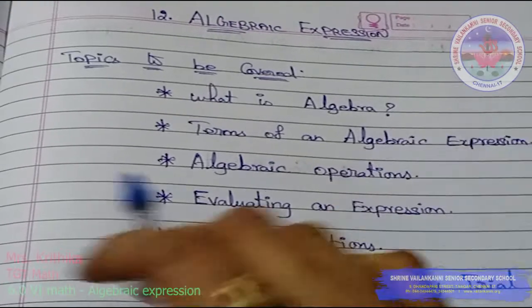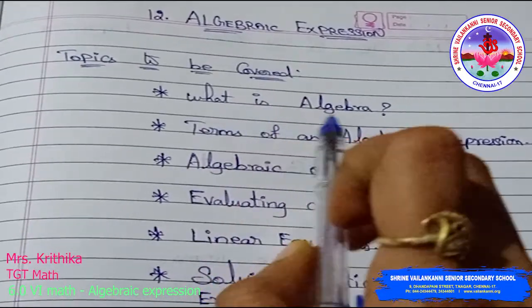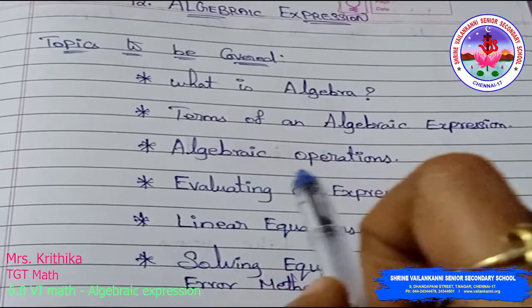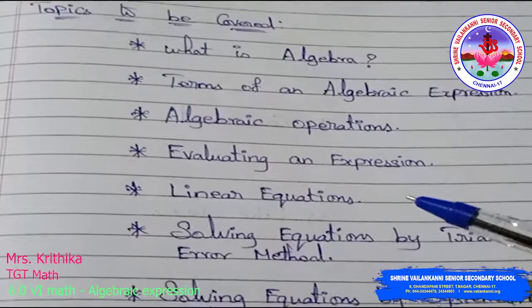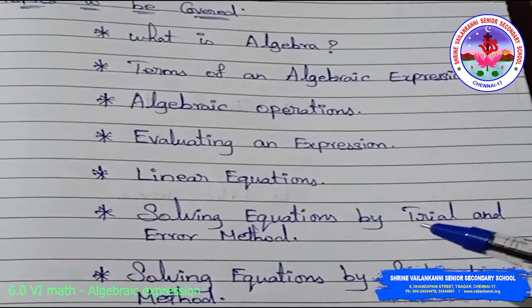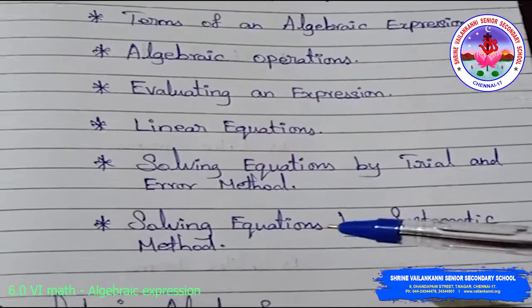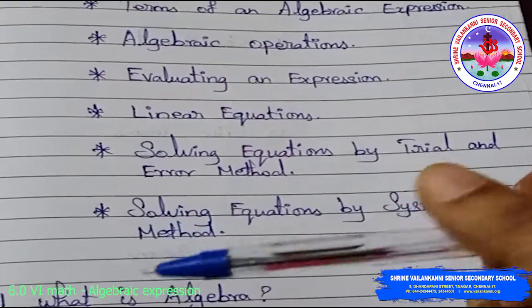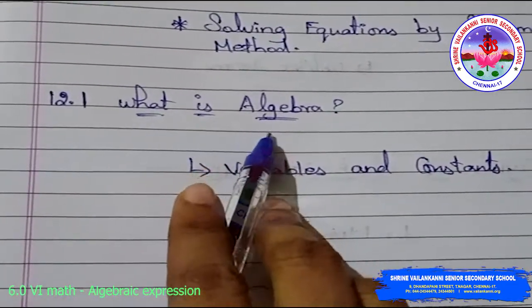The next chapter, 12th chapter, algebraic expressions. Topics to be covered: what is algebra? Terms of an algebraic expression, algebraic operations, evaluating an expression, linear equations, solving equations by trial and error method, solving equations by systematic method. First topic is what is algebra?